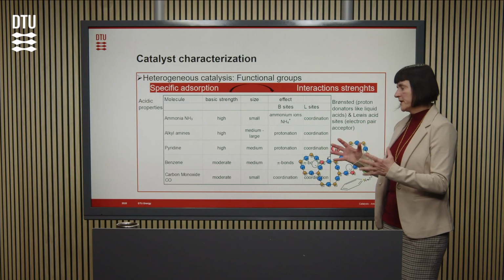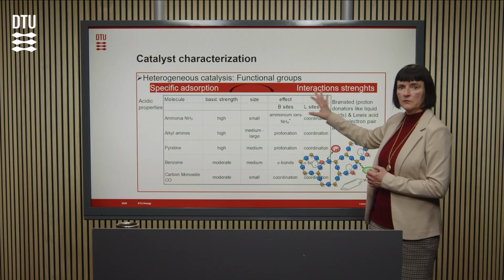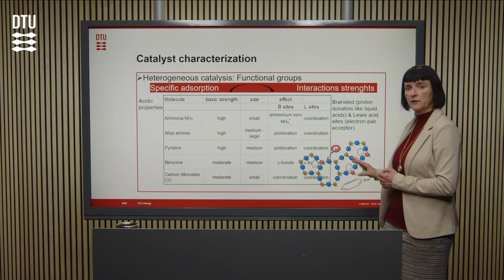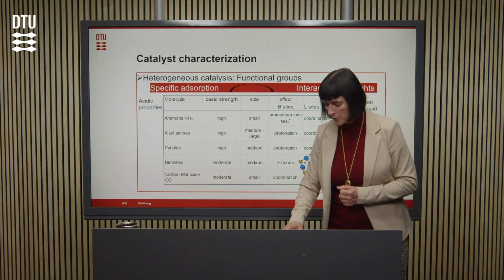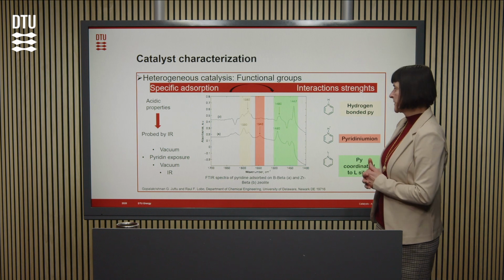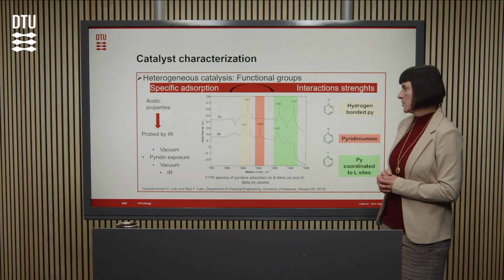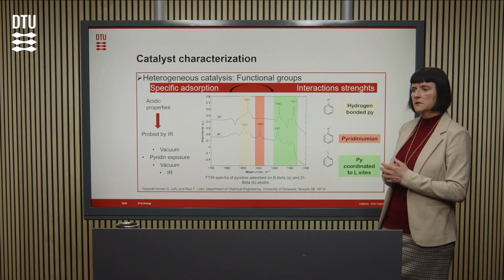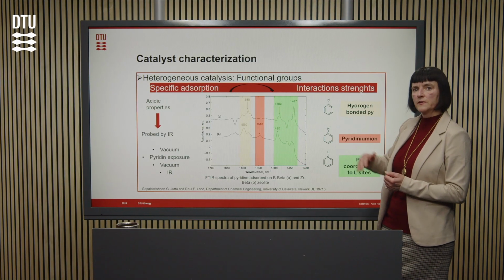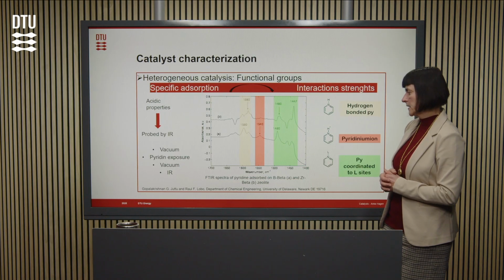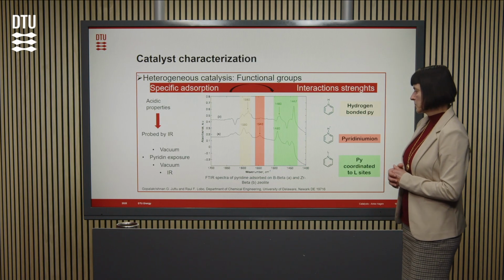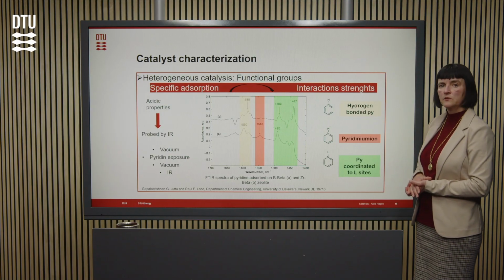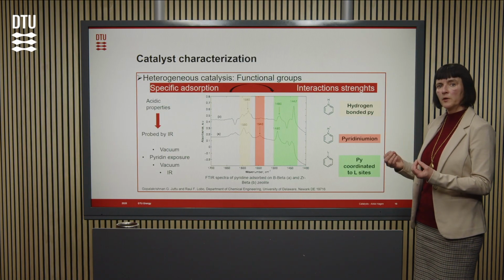So how do I now measure what kind of interaction I have between ammonia and this solid catalyst? One opportunity is to look in the IR spectrum, because when molecules interact with a solid, you can see the frequencies of vibrations in the IR spectrum. Here I don't use ammonia, but I use some other molecule. I actually use pyridine as a probe molecule.